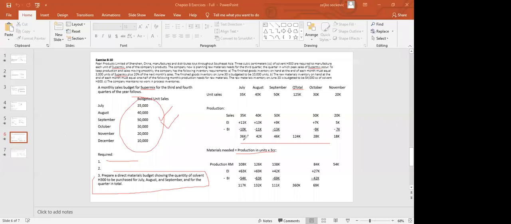Because as you can see, in July here, you have 36,000 units to produce, not 35. And in August, you have 42,000 units to produce, not 40. And in September, you have 46,000 units, not 50. So of course, if you ask, let's say, for September production units, or for the quarter, whatever, or July, August, September, if you're basing it on sales, you get the wrong answer.